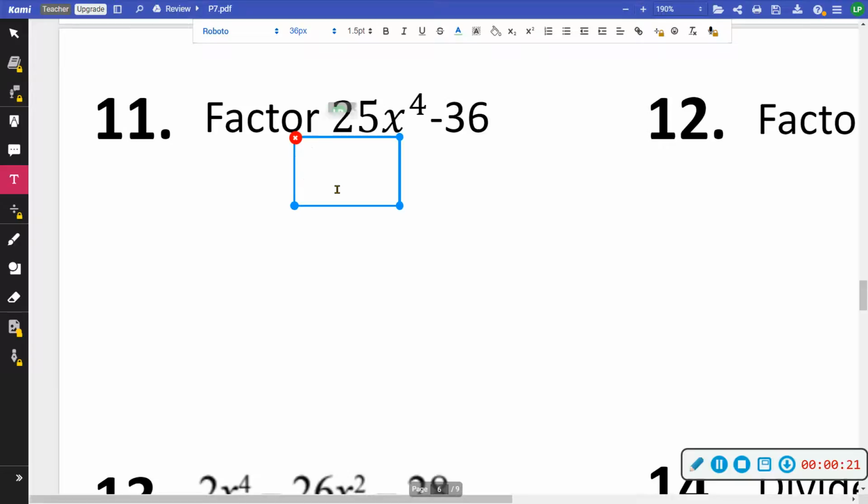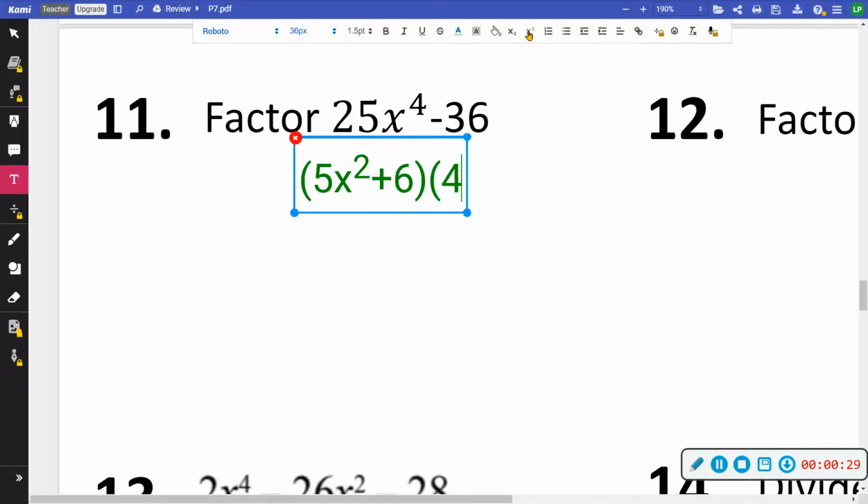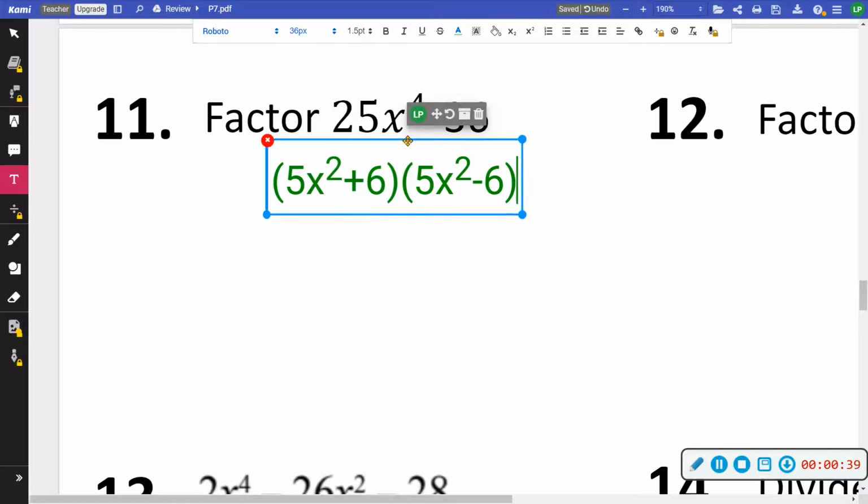So factoring that, I'd get 5x squared plus 6 and 5x squared minus 6. Now, sometimes you would break this down further. I probably wouldn't because 5 is not a perfect square. 6 is not a perfect square. I know x squared is, but I would leave it there.